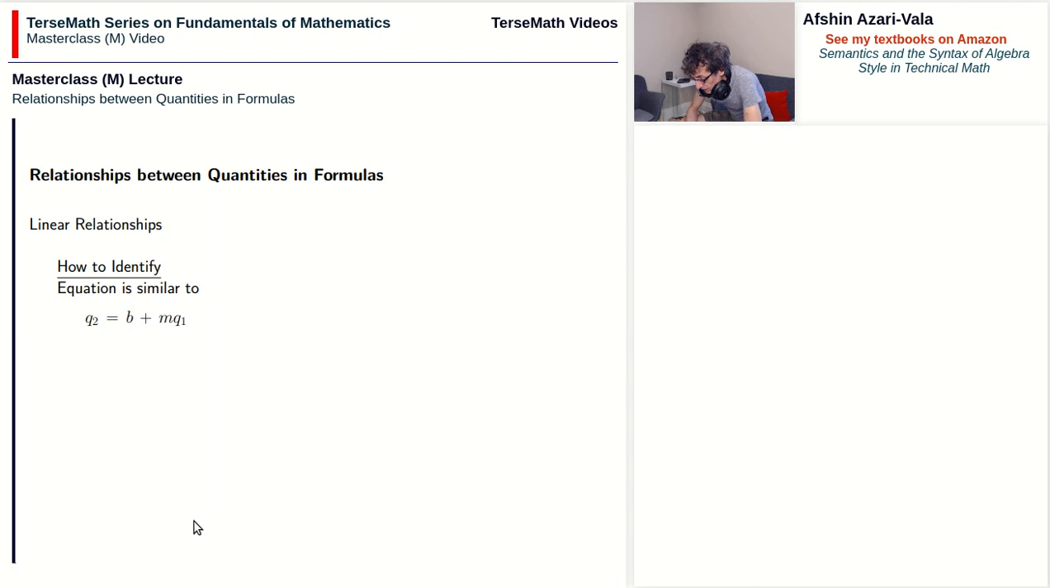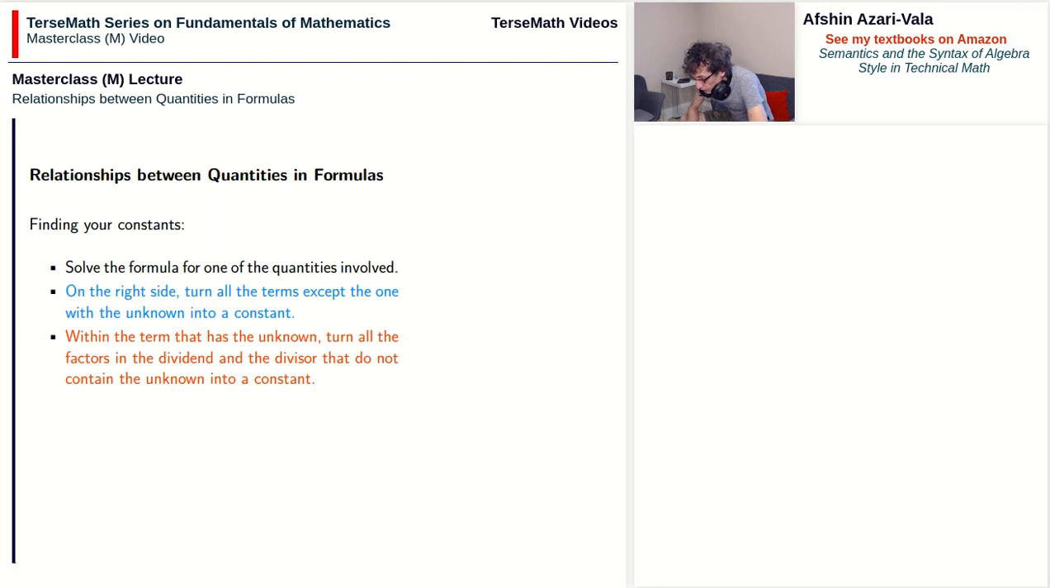For linear relationships, your equation should be similar to Q2 equals B plus M Q1, with B and M being constants. Now, one way to find what kind of relationship you have is to try to find your constants first in the formula that's given to you. Once you have your constants, then you can see which equation it maps onto.